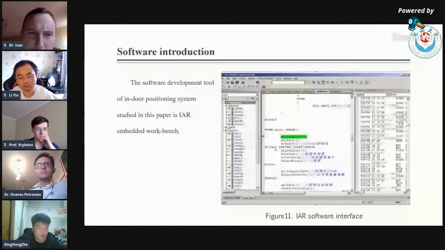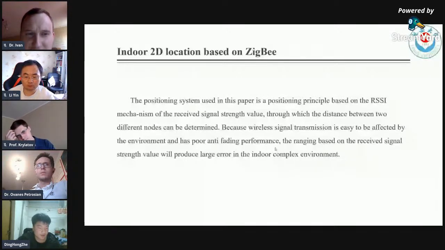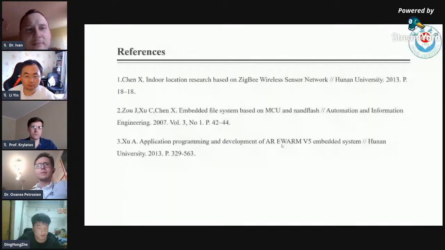The sixth part introduces the algorithm used for location processing. The processing system is based on the RSSI mechanism of the received signal strength value. The distance between two different nodes is used to determine the distance between the nodes. And this part is the literature reference in this article.